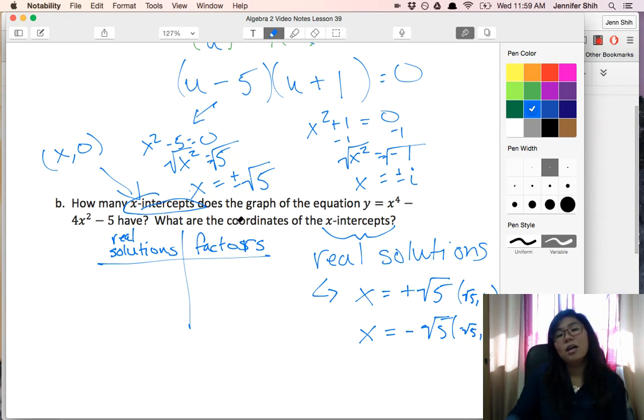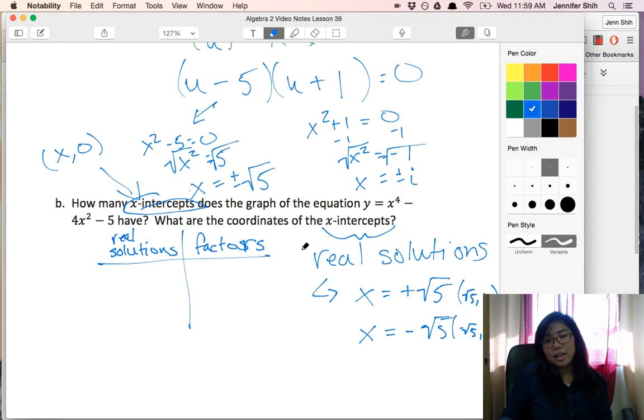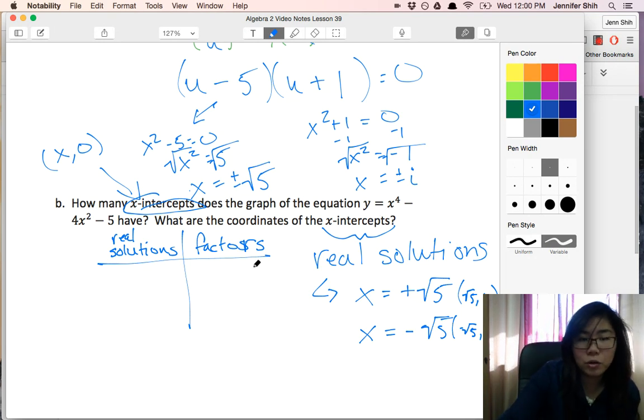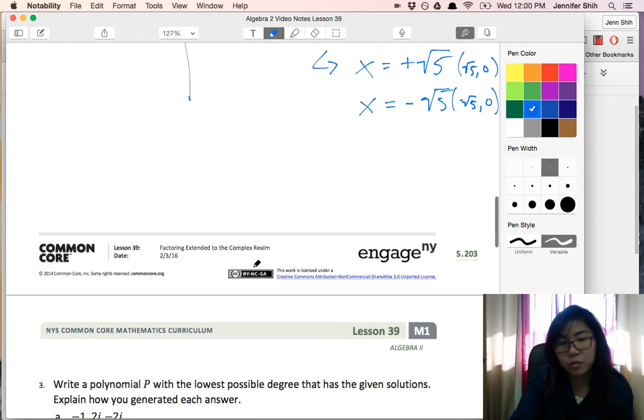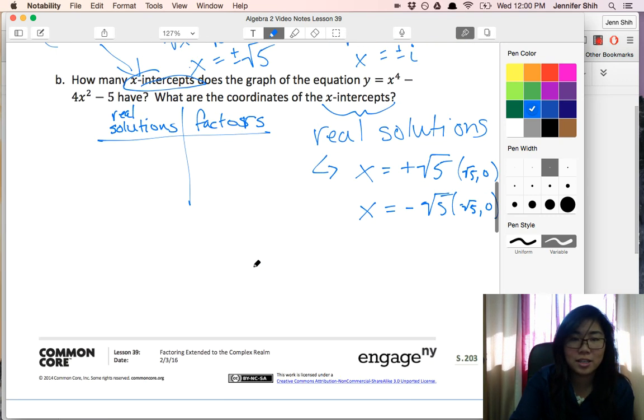Go back and annotate, highlight, star. Our x-intercepts are going to be our real solutions. And in a couple days, we're going to talk about what we are going to do with those imaginary roots. I'm going to pause right here before we move on to our last example.